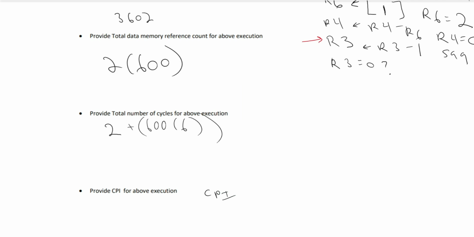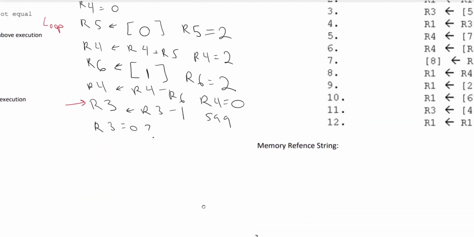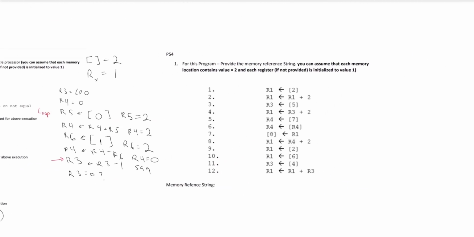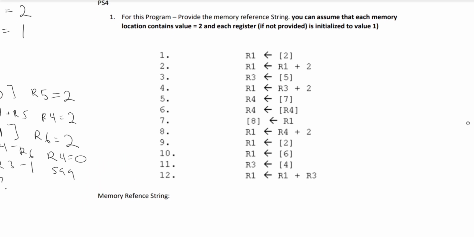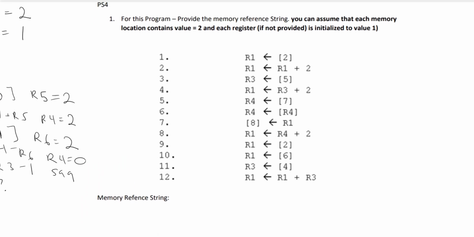All right, so this one. That's all of that, right? For that problem set. All right, problem set 4. For this program, provide the memory reference string. You can assume that each memory location contains value 2, and every register has a value. Same thing as before.